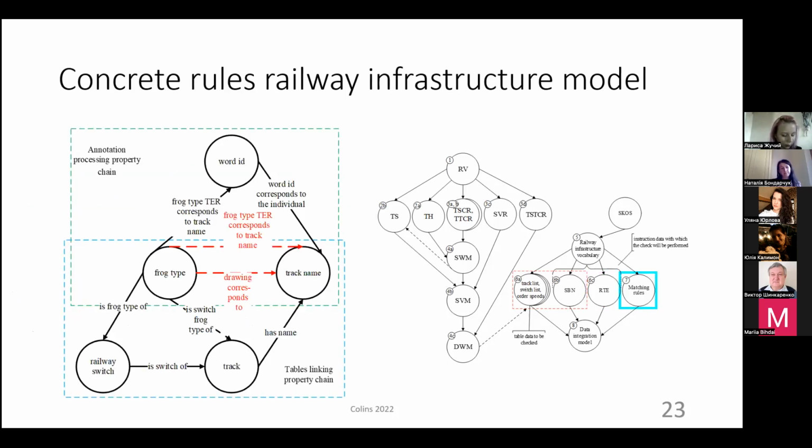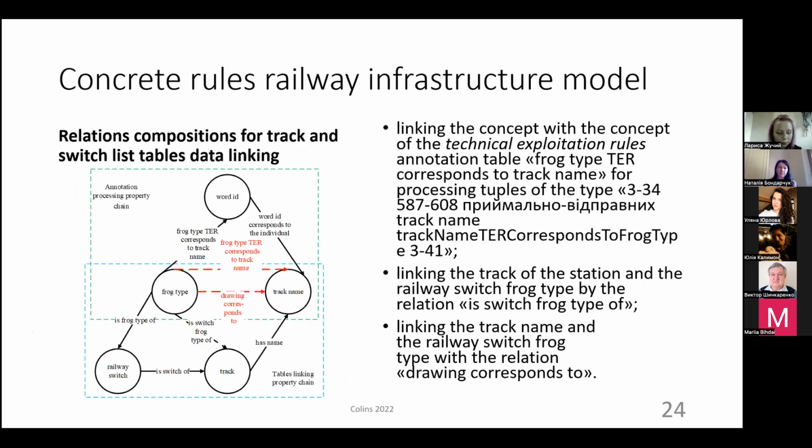Table linking rules are formalized. The matching rules ontology of a concrete railway infrastructure model that includes rules is presented in the diagram for the procedure of forming a modular railway infrastructure ontology. The means of improving the safety of train traffic are proposed based on the semantic checking of data from various sources on the permitted speeds on the railway elements.